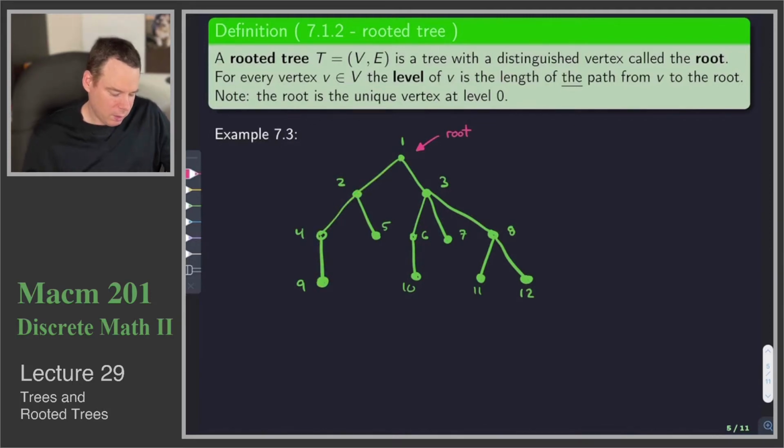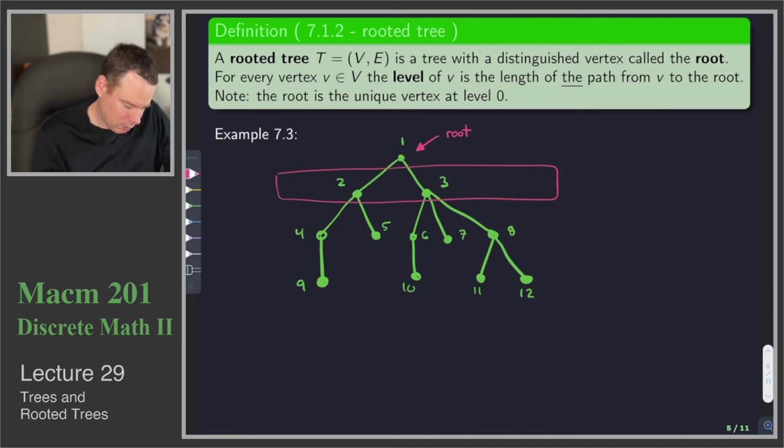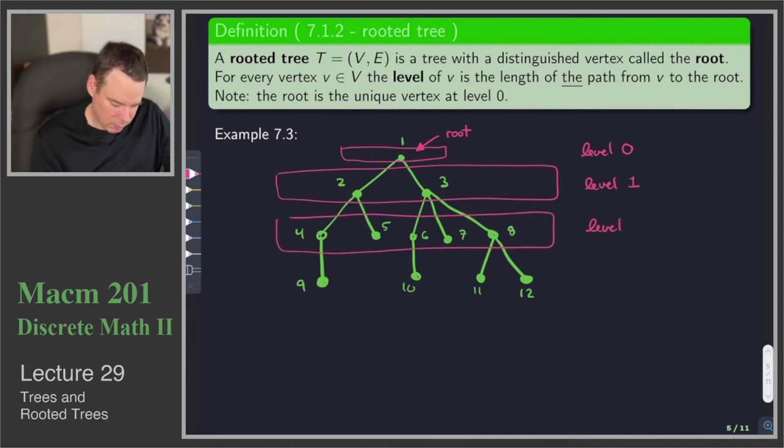We can lay out our tree in this way, and you can see that the way I've positioned my vertices is I put them at levels. Maybe we'll indicate that this one is level 0. Then 2 and 3 are level 1, because there is a path of length 1 taking them back to the root. These ones here are at level 2, and these ones down here are at level 3.